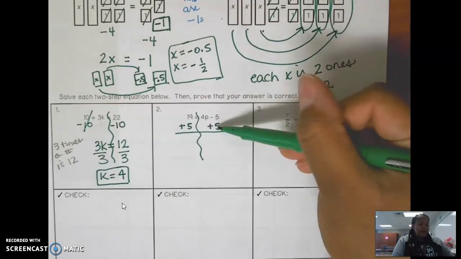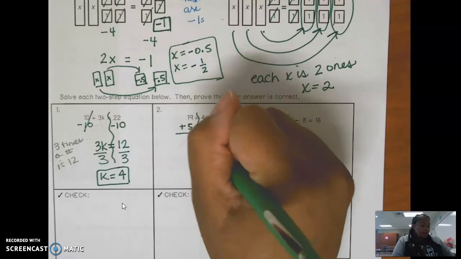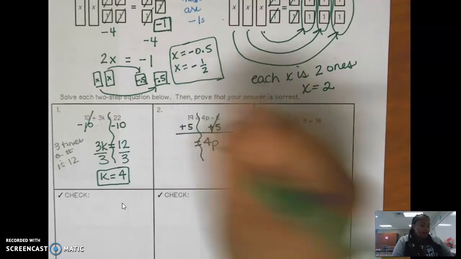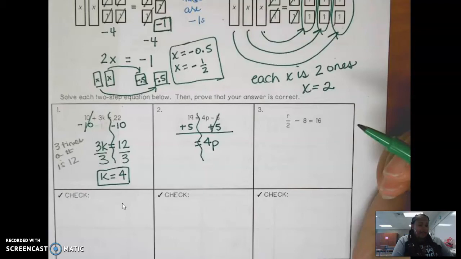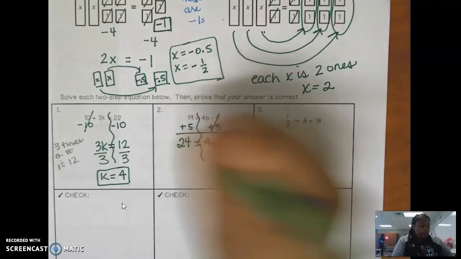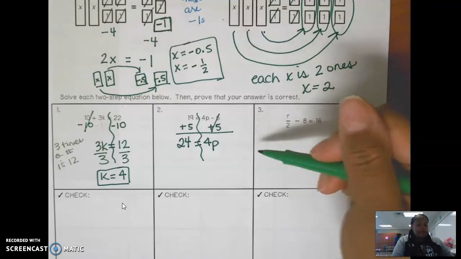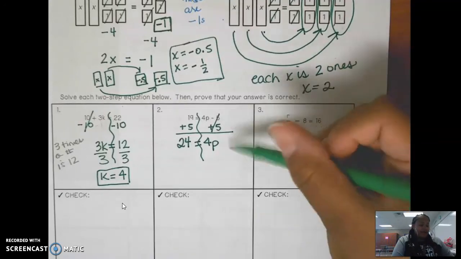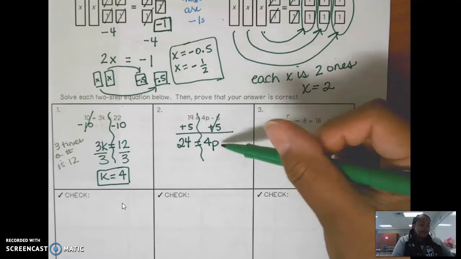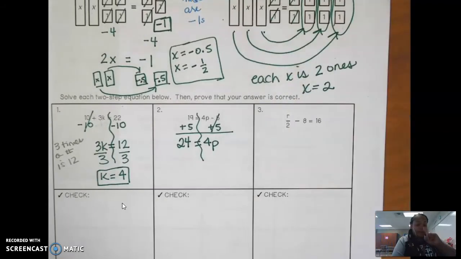This negative 5 and positive 5 are going to cancel out. Then I have 4p, and 19 plus 5 is 24. Now I've already added or subtracted, so my next step is multiplication or division. And in this case, I'm going to divide by 4, because if I multiply by 4, I'll end up getting 16p, and I don't want to get a bigger p, I want to get 1p.